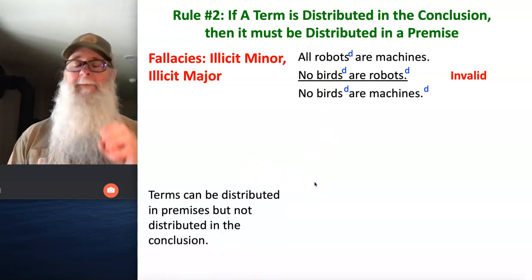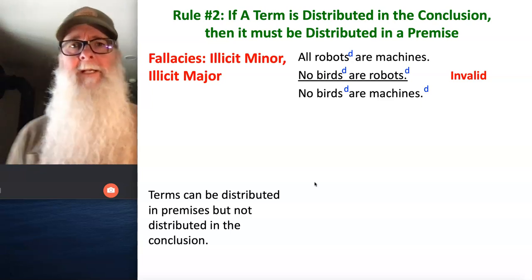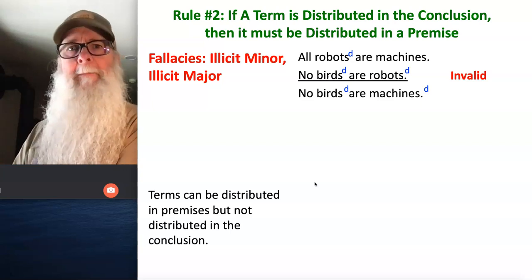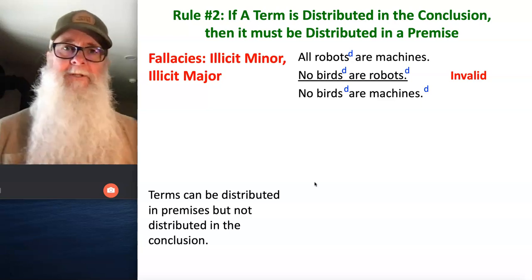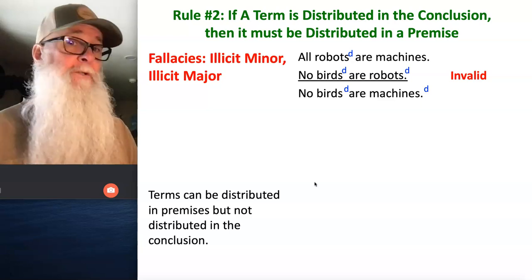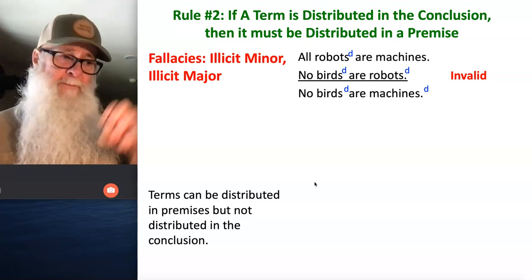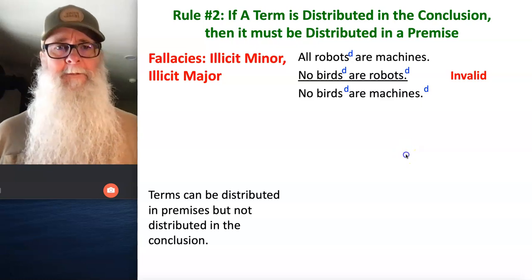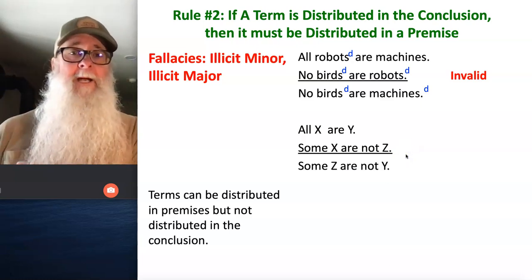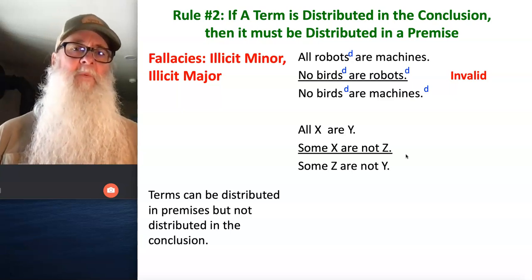Okay? Now notice that we don't have a kind of mirror image of this rule that says, hey, if you have a term that's distributed in a premise, it has to also be distributed in the conclusion. No. What rule number 2 says is if you have a term distributed in a conclusion, that's when it has to also be distributed in a premise. But if a term is distributed in a premise, it does not have to also be then distributed in a conclusion.